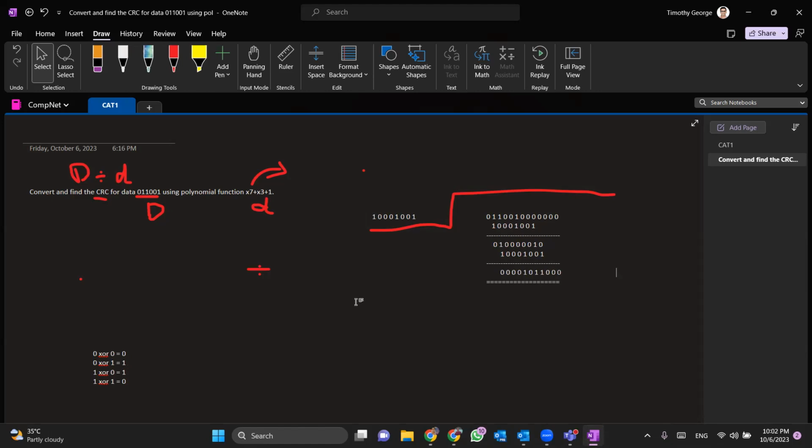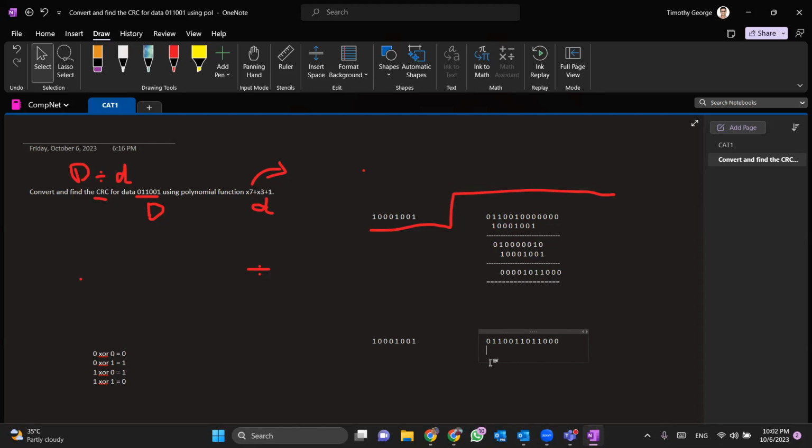Now, how do you check the CRC? You'd have to put this back into this problem. So what that should be is we have 1, 1, 0, 0, 0, 1, 0, 0, 1. That's the divisor. And you have here 0, 1, 1, 0, 0, 1, 1, 0, 1, 0, 0, 0.